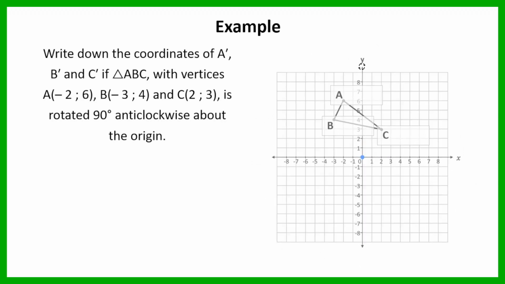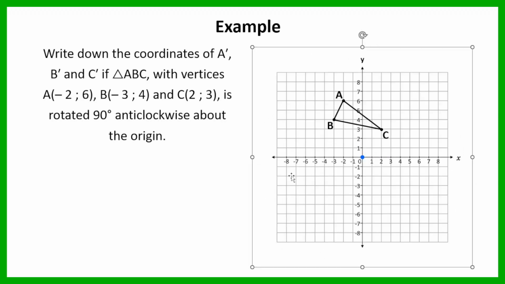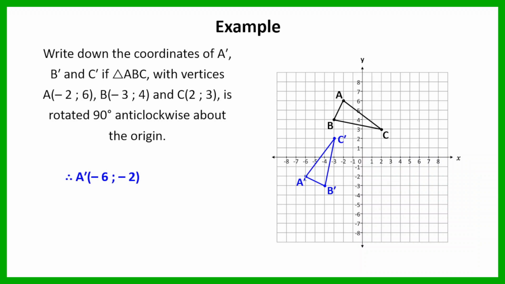Okay, so I put it back, and now let's plot the triangle as it was while it was rotated. So we had something that looked like this. So the point A was at (-6, -2). The point B was at (-4, -3). And the point C was at (-3, 2). And that's what you should end up with for this triangle.